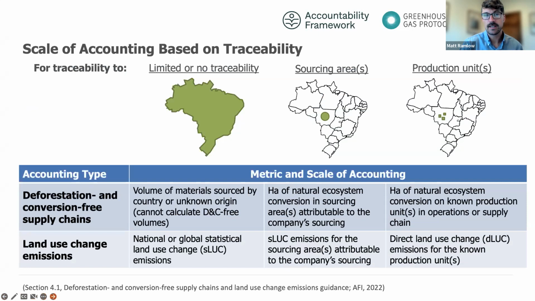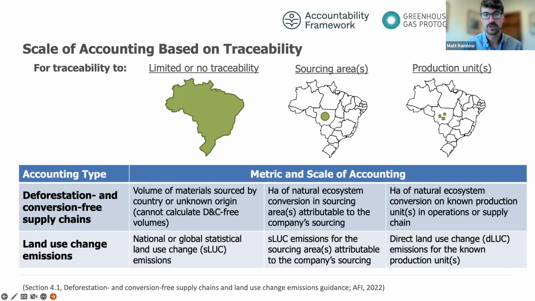Great. So now thinking about traceability, this is one where we really tried to align the framework so that companies building out their MRV systems would be able to use similar approaches. You can see here there are 3 different scenarios. The first one is where maybe companies only have limited or no traceability to a country of origin. In these cases, companies are encouraged to report on the volume of materials sourced by country or unknown origin, because it's difficult to really determine whether or not there are deforestation or conversion-free volumes given that limited traceability.